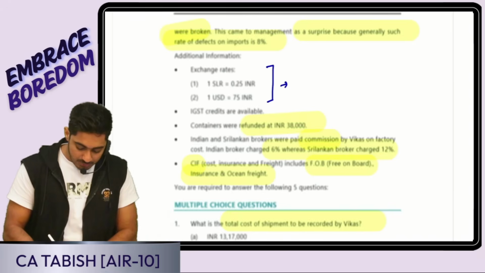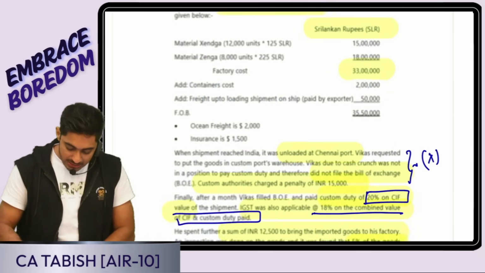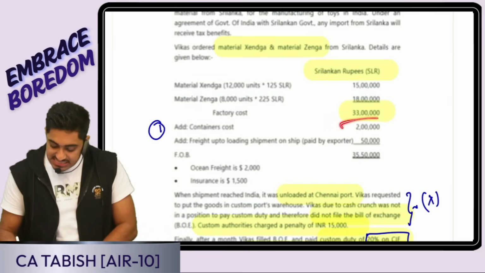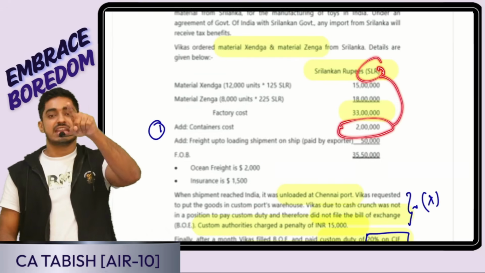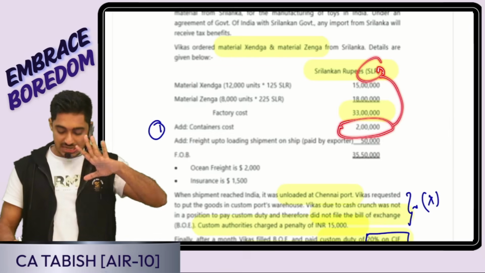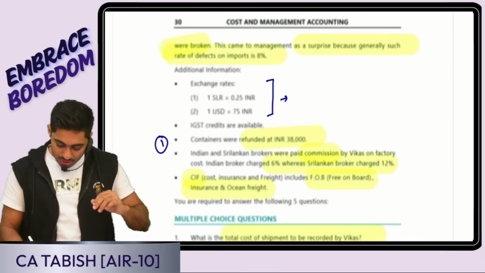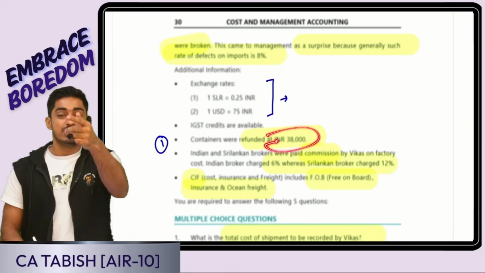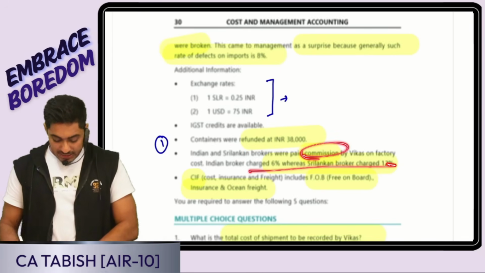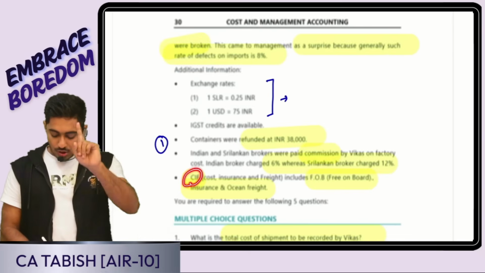Tell me, students, the container, at what price did I purchase it? 2 lakh SLR I purchased. When I convert, it comes to 50,000. How to do conversion, I will teach you. The refund I got is going to be 38,000 rupees. That means only the net amount I will be taking as cost. Okay, fine. Brokers were paid commission. Okay. CIF, what all does it include?